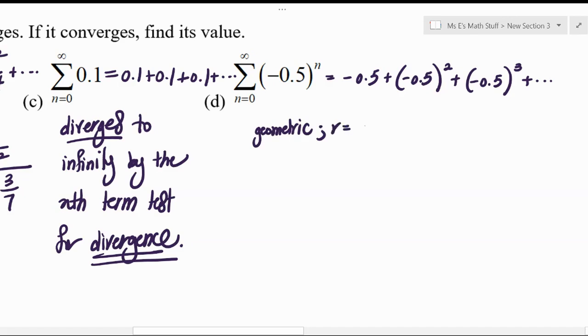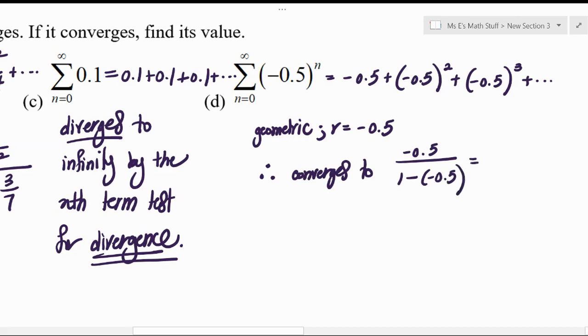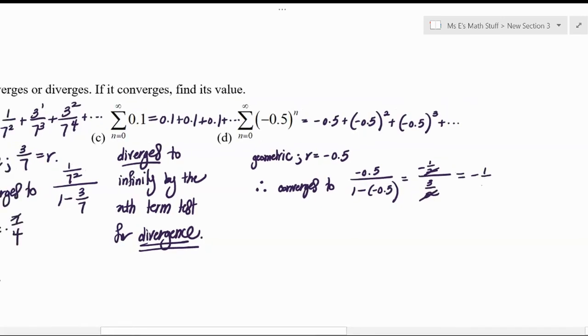The common ratio is negative 0.5, which is between negative 1 and 1. And so therefore, it converges. And what does it add up to? The first term is negative 0.5 divided by 1 minus the common ratio, which is negative 0.5 as well. For some reason, I prefer fractions for this. So you'd have -1/2 over 1.5 or 3/2. Flip and multiply. The 2's cancel, and you'd be left with -1/3. There we go. All right, my friends.